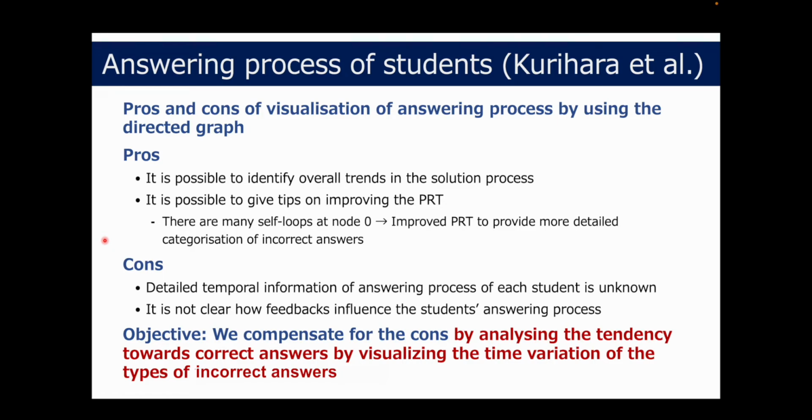Cons are that detailed temporal information of answering process of each student is unknown, and it is not clear how feedbacks influence the student's answering process. Therefore, the objective of this study is to compensate for the cons by analyzing the tendency towards correct answers by visualizing the time variation of the types of incorrect answers.